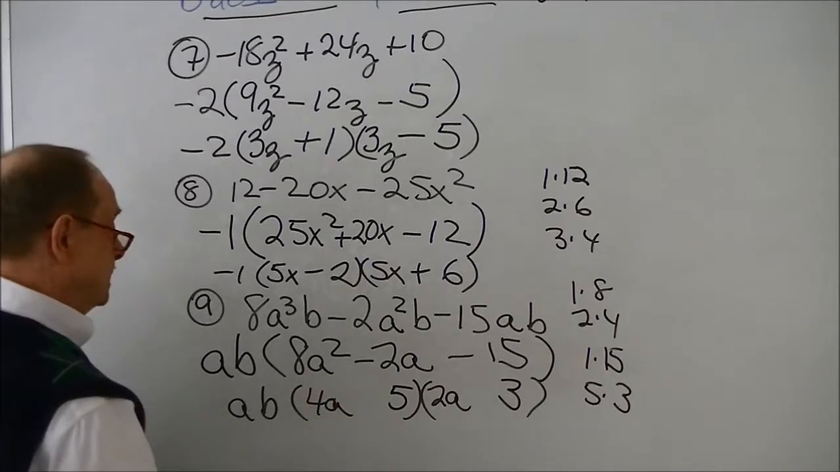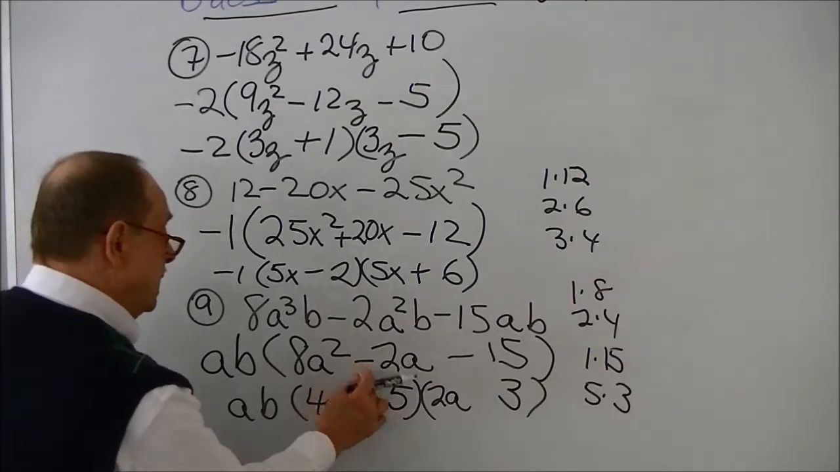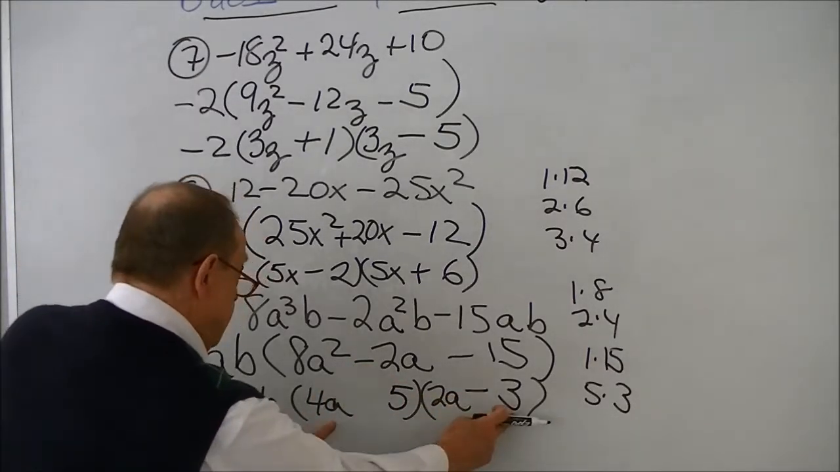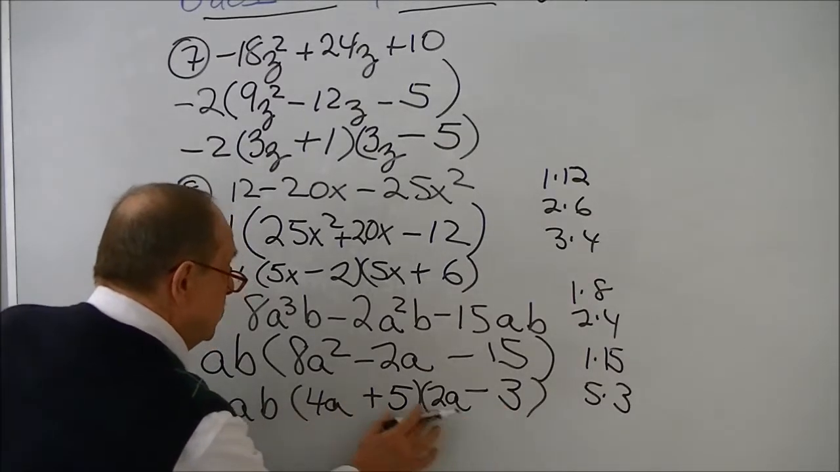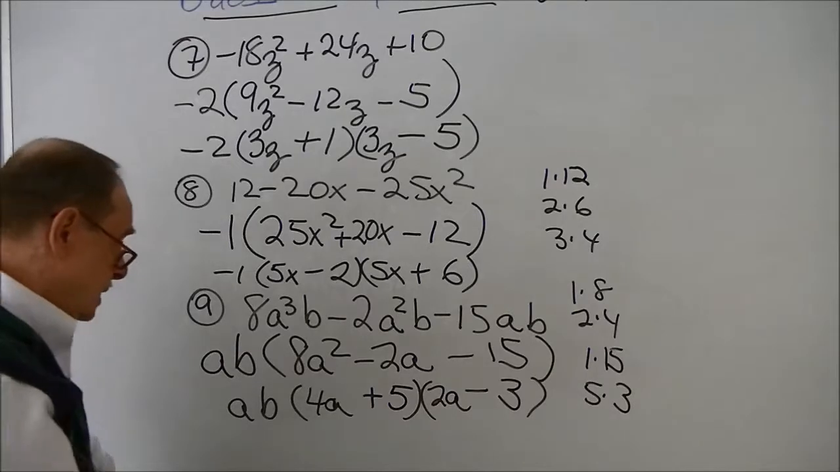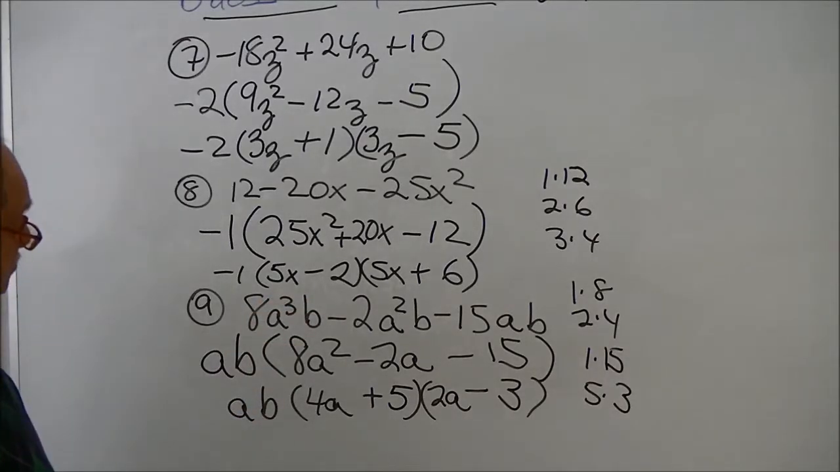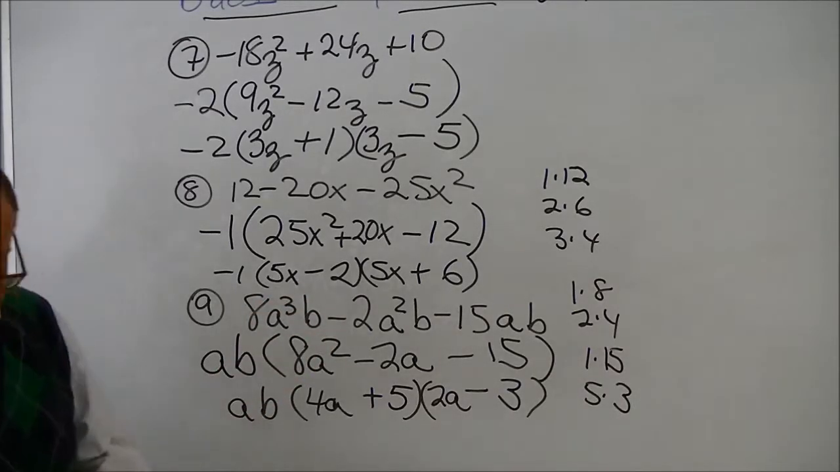So signs. I want my middle term to be negative. So the negative 12 for the outers and the positive 10 for the inners. These are my solutions. Okay. And if you FOIL it, it checks.